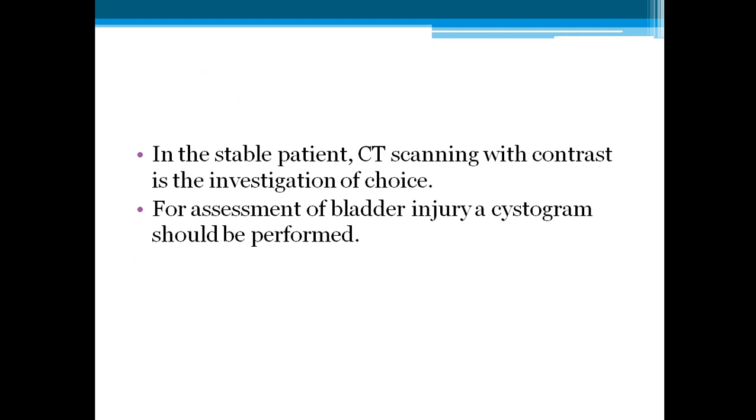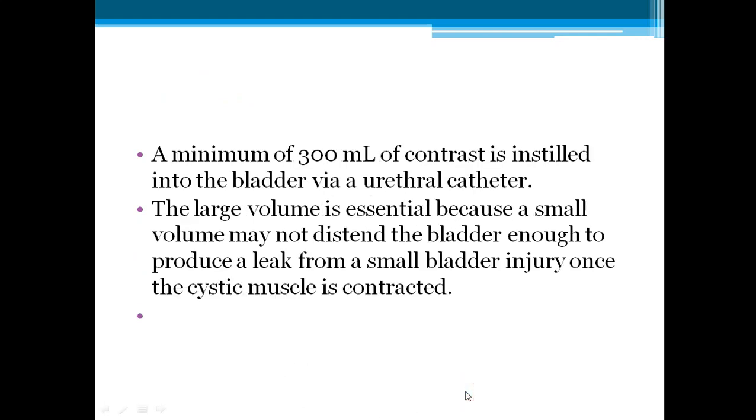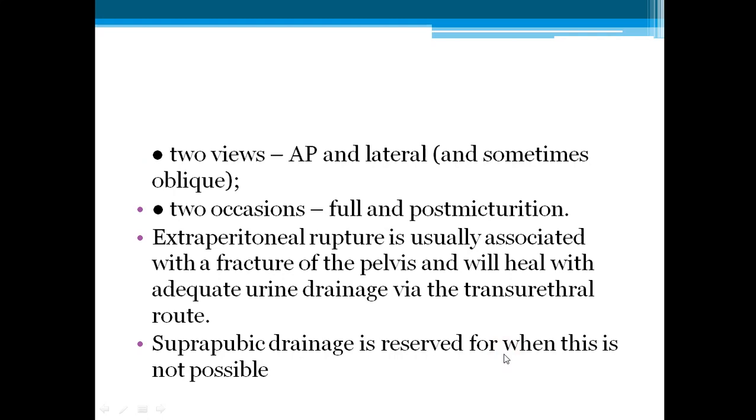So in a stable patient, CT scan with contrast is the investigation of choice. And for assessment of bladder injury, a CT cystogram might be performed. One precaution to be taken while you do a cystogram is the bladder should be adequately distended so that the extravasation can be made out. Because if there is a small injury, the small leak cannot be detected because of the contraction of the bladder muscle. So two views are usually taken, an AP and a lateral, and sometimes oblique, and a full and a post-micturition film.